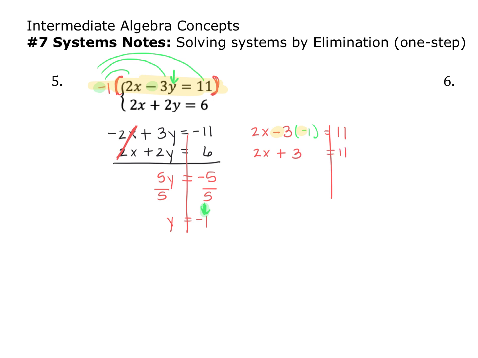Okay, I want to get that 2x all by itself, so I got to get rid of that plus 3. So I'm going to say minus 3 and minus 3. And I get 2x equals 11 minus 3 is 8. Okay, my x isn't by itself yet. It's saying 2 times x, so I'm going to divide by 2 and divide by 2, and I get x equals 4. So now my x and my y, I have 4, and I have negative 1. There we go for that one, number 5.